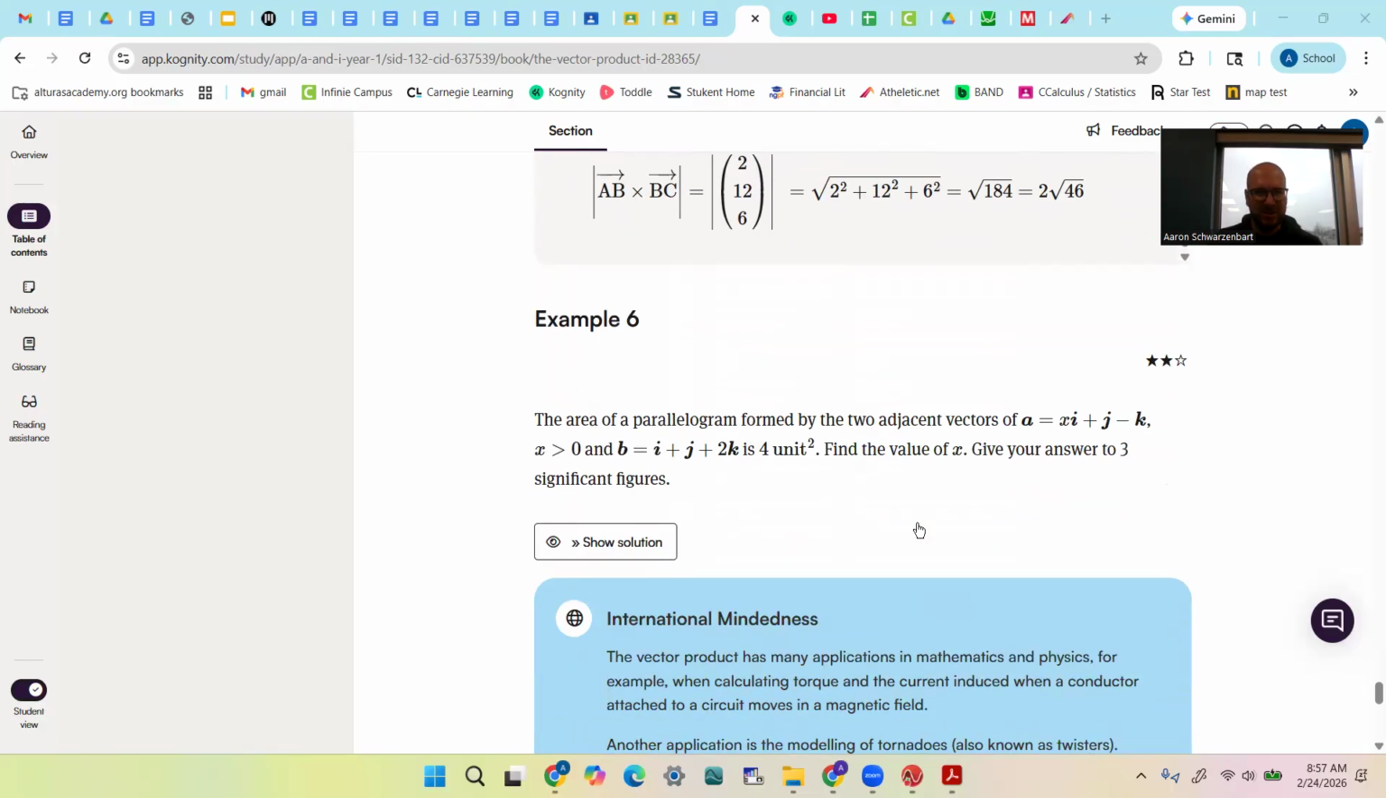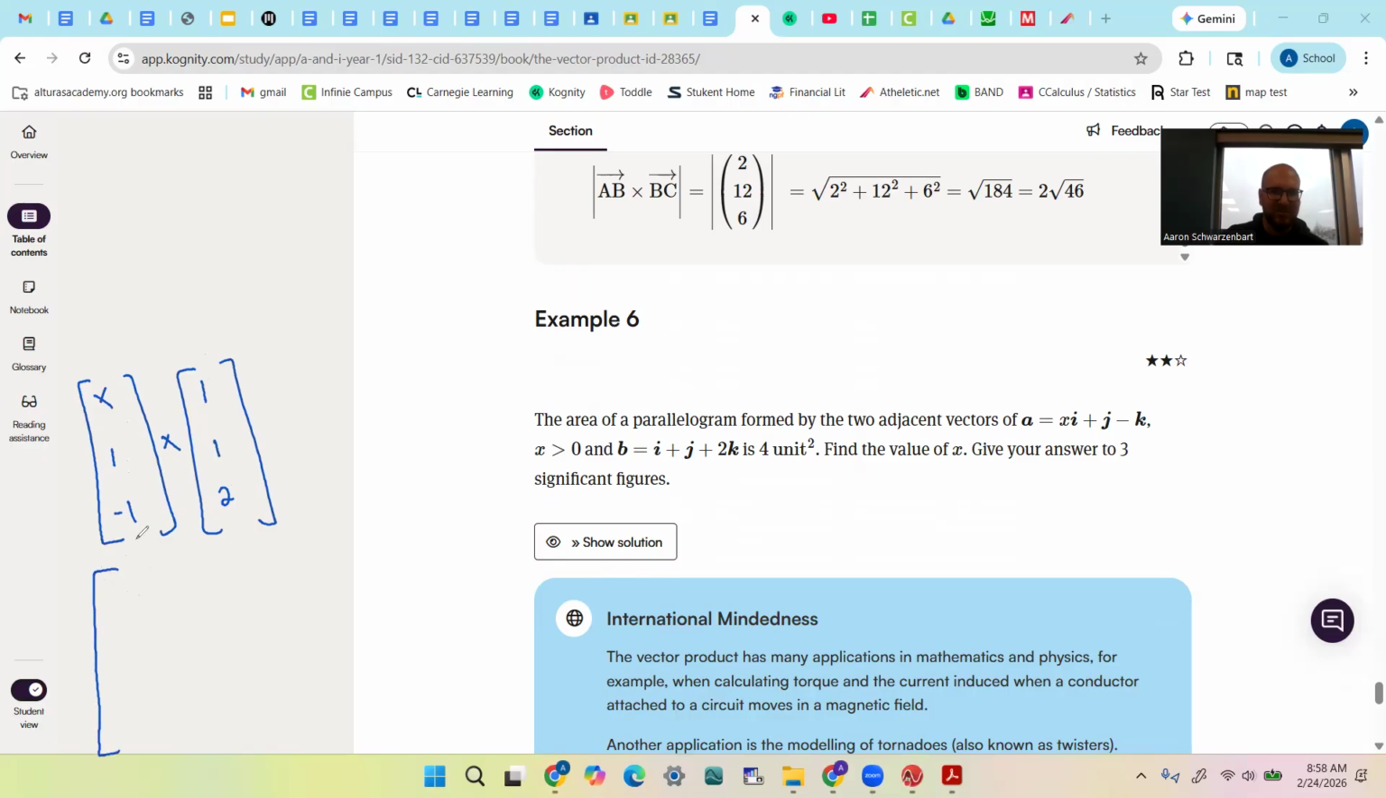Since we're running out of time, I didn't want to actually go through the calculation. The area of a parallelogram formed by two adjacent vectors is 4. Find the value of x. So I have my two vectors. x, 1, -1. And 1, 1, 2. Cross product, I'm crossing them.